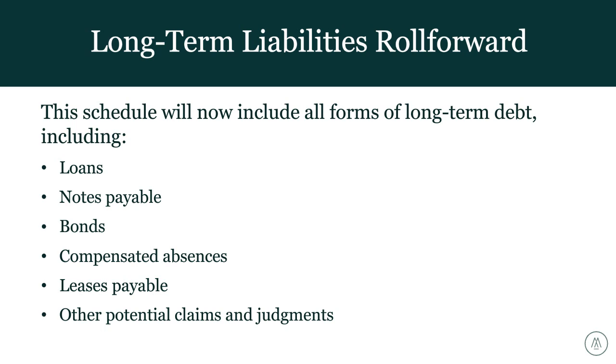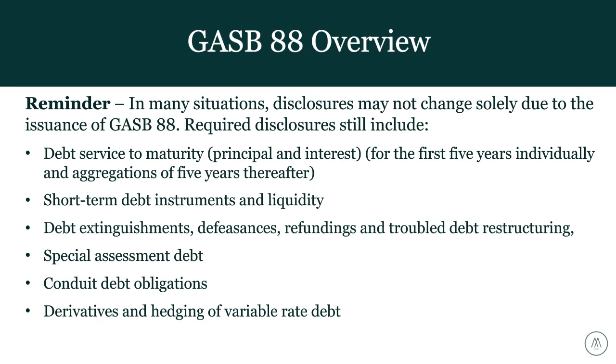At a minimum, that would contain the year-over-year activity of compensated absences. This is still required under the new standard, but it specifically calls out what we just talked about in the previous slide, and that you need to distinguish between direct borrowings and direct placements of debt. So in summary, your debt disclosures might not change based on the new standard, but it's important to know that although there are some new debt disclosures, the old debt disclosures seen here on this slide still apply. The first bullet there, the debt maturity schedule, is the most common. And that concludes our GASB 88 overview.